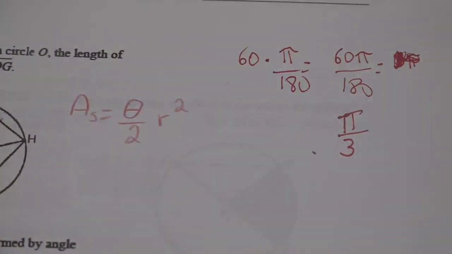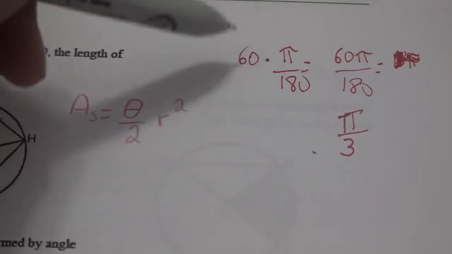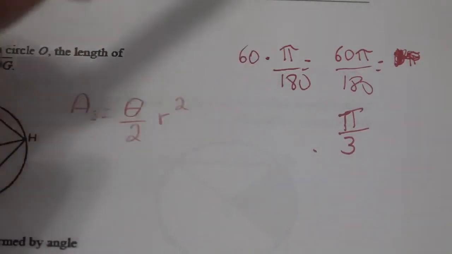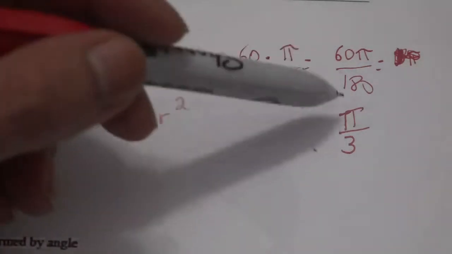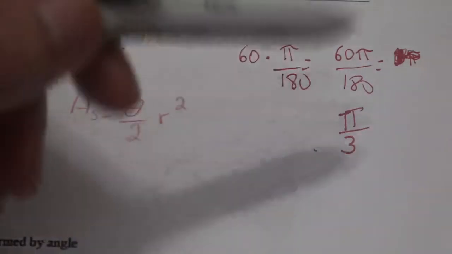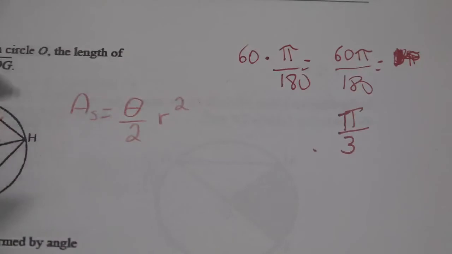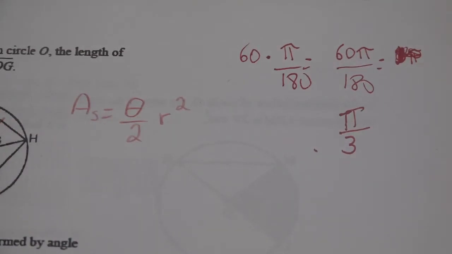Okay? So how do you turn degrees into radians? Multiply by pi over 180 and then simplify and leave your answer as pi over something. So this is pi over 3. So now, my friends, I'm ready.